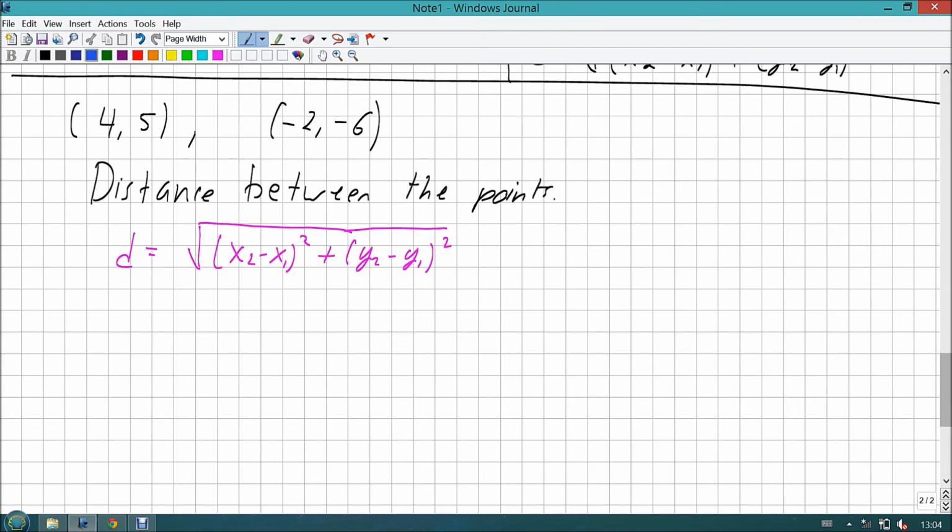So our first step is to label them as x1, y1, x2, y2. Our second step is to plug them into our equation. So we would plug in our x2, which is -2, minus our x1, which is 4. And then we add to that our y2, which is -6, minus our y1, which is 5, and square it.